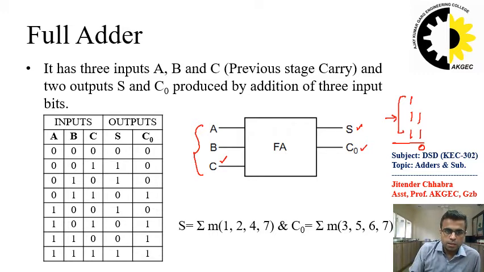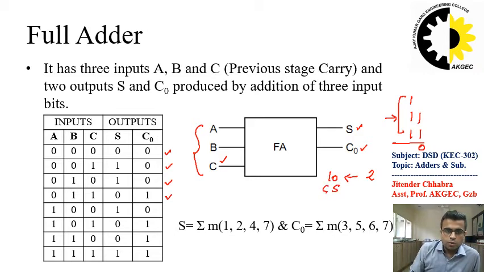So when these are added together, 000: sum is 0, carry is 0; 001: sum is 1, carry is 0. These are pretty simple cases, and this is also pretty simple: 0 plus 1 plus 0, sum is 1, carry is 0. 0 plus 1 plus 1, that means sum is 0, carry is 1. This can be easily understood: 0 plus 1 plus 1 in decimal becomes 2, and when 2 is written in binary, it is 10. So sum is 0 and carry is 1.